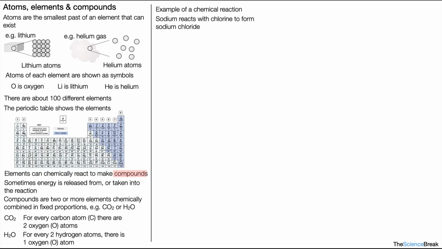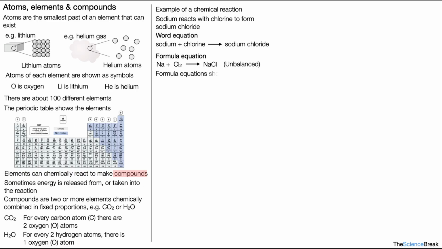Here is an example of a chemical reaction. Sodium reacts with chlorine to form sodium chloride. A word equation for this reaction can be written as sodium plus chlorine arrow, which means produces or reacts to give sodium chloride. We can write a formula equation. Na plus Cl2, chlorine gas is written as Cl2, gives us sodium chloride, NaCl. This equation is unbalanced.